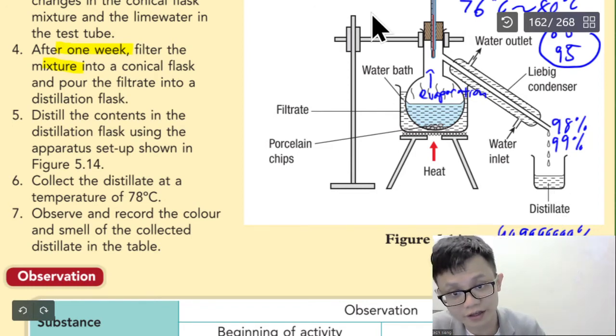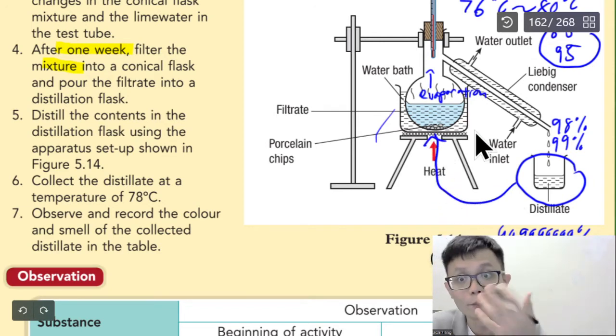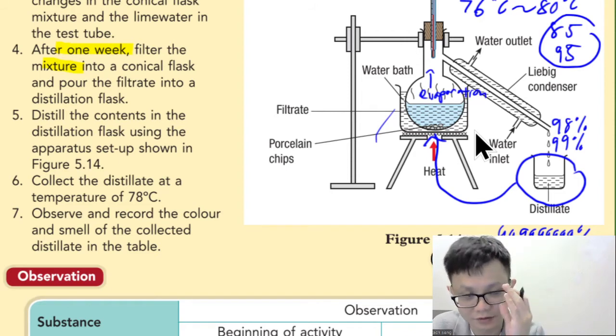What we can do is, after we finish the product, we use this and then we repeat the process, put it inside and we boil again. So we can get it as pure as possible.